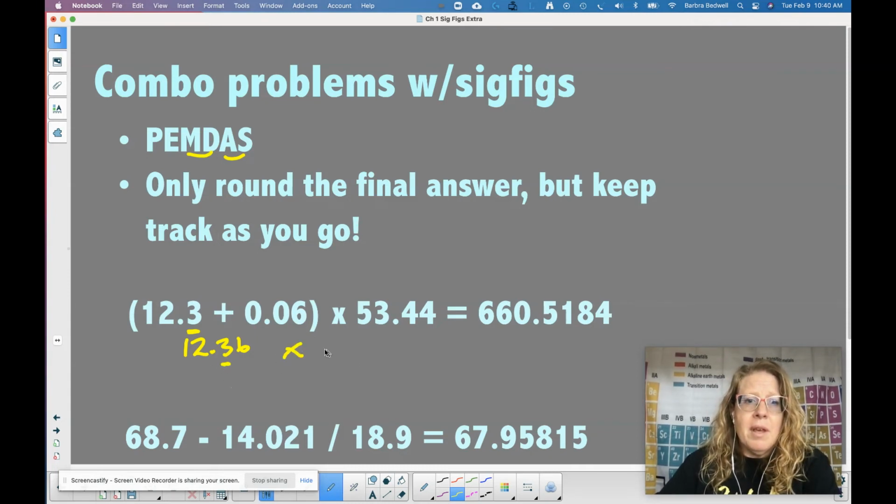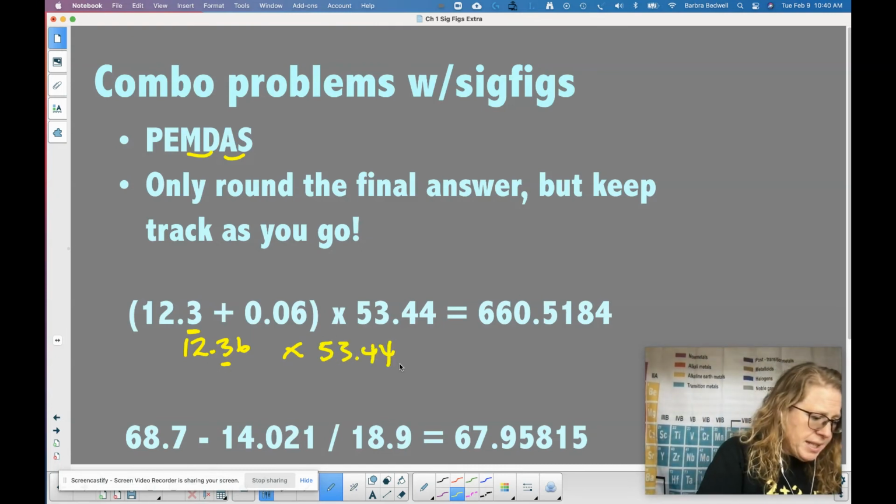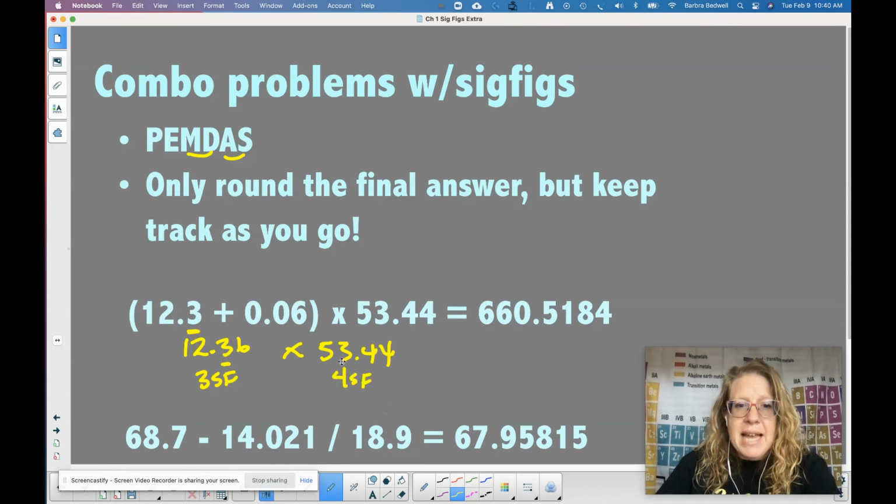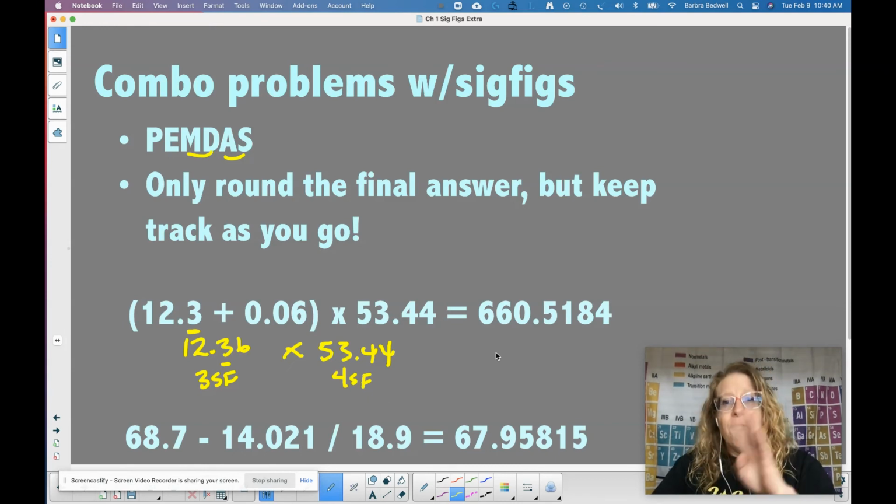Times 53.44. So 12.36 times 53.44. Okay. This gives us this answer right here, this 5501584. Okay, but now we got to take a look at our values. This one here had 3 sig figs. Again, this was our least precise value from the addition problem. This one here had 4 sig figs. So that means now we need to answer this in 4 sig figs.